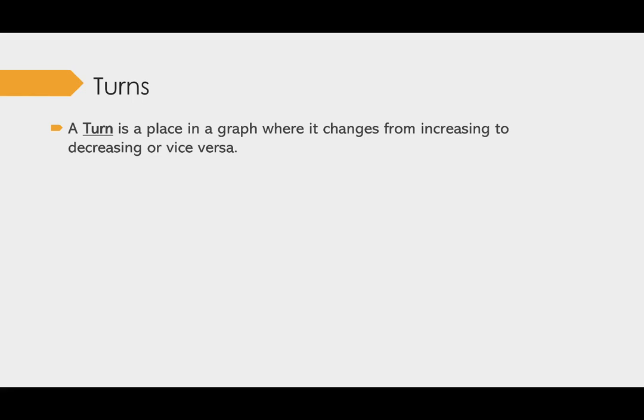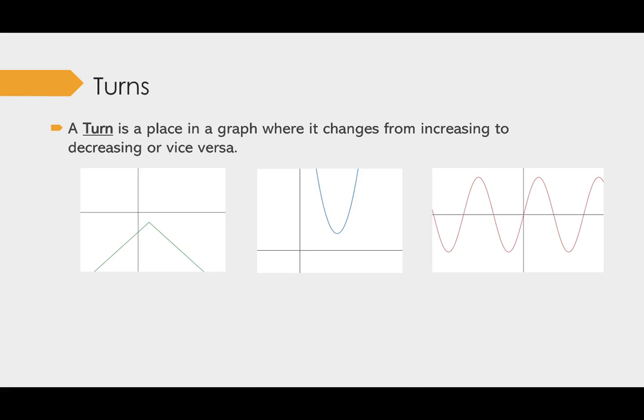The first thing is a turn. A turn is a place in a graph where it changes from increasing to decreasing, or vice versa, from decreasing to increasing. So anything that looks like this. So the vertex on an absolute value or on a parabola, those are turns. Or these minimums and maximums on a sine wave, right? Those are places where it changes from increasing to decreasing. Obviously, not all graphs have turns. So you want to think about for this fact sheet if a logarithm has a turn or not.